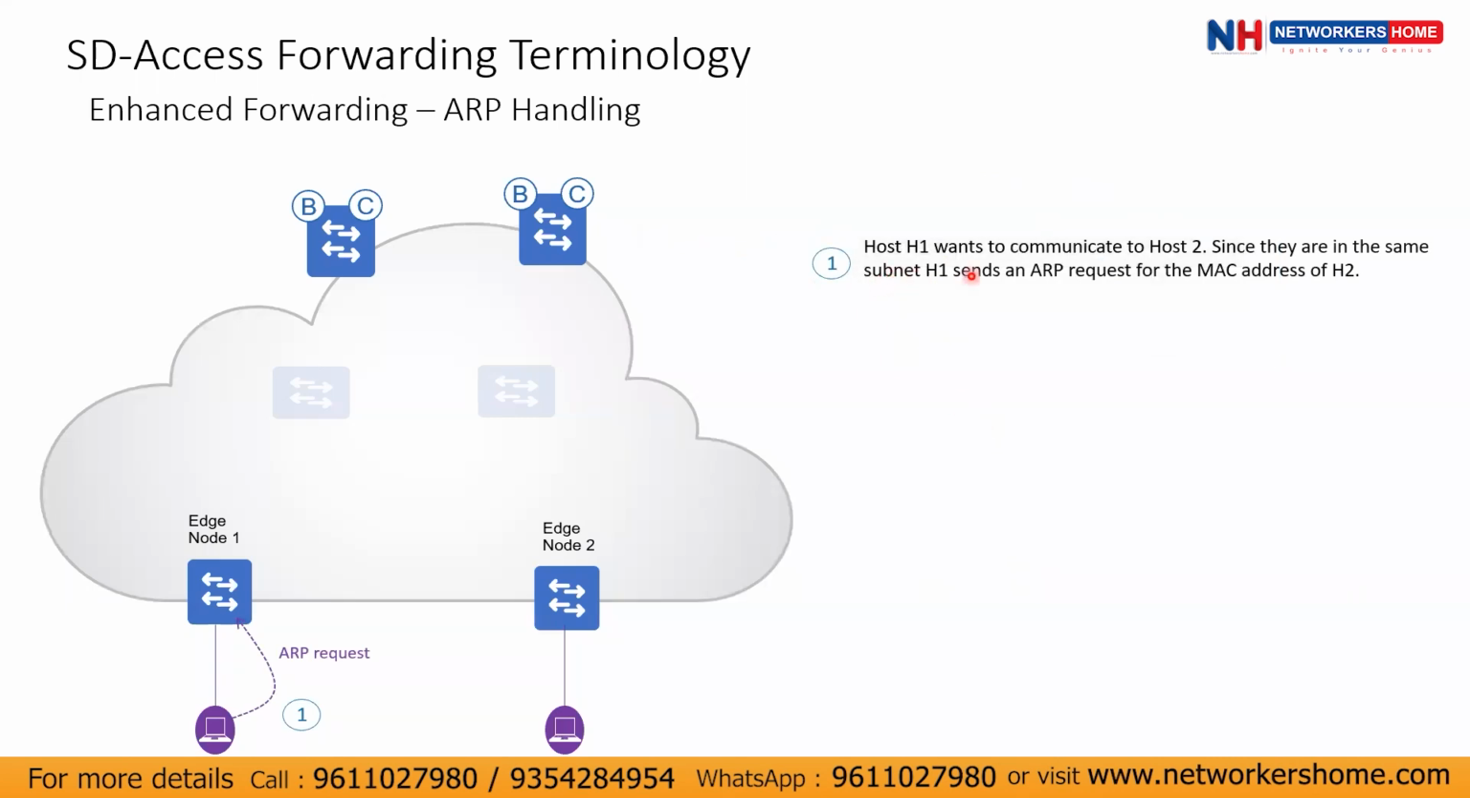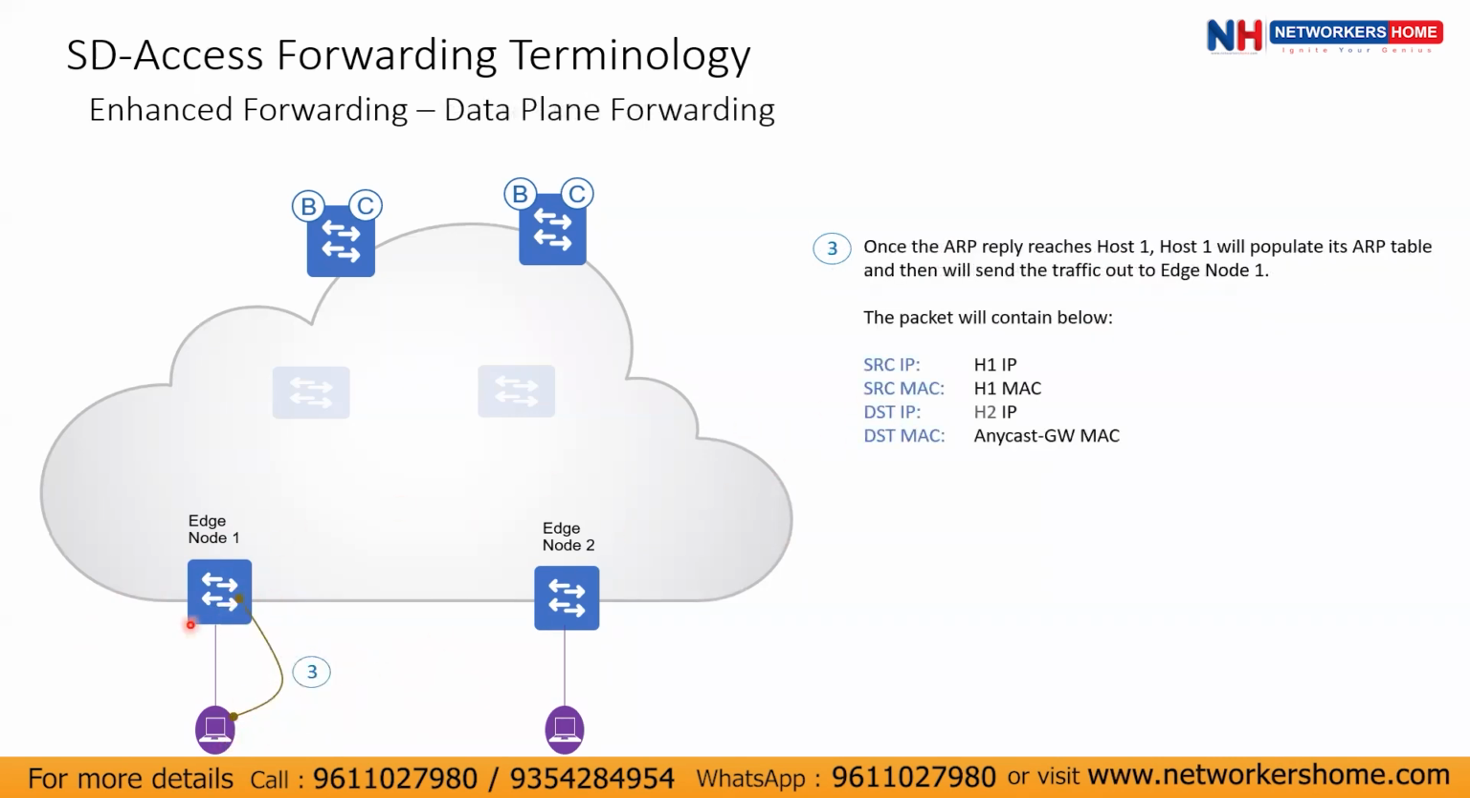Now, host 1 wants to communicate to host 2, since they are both in the same subnet. So first it will send the ARP request for the MAC address of host 2, because initially we don't know the MAC address of the second endpoint, right? So without ARP, we can't proceed further. So it will forward the ARP request to the Fabric Edge. Fabric Edge gives its own gateway as a proxy ARP response. It will give the Anycast gateway, whatever gateway it has for this VRF, and it will forward the ARP information in its ARP header, right?